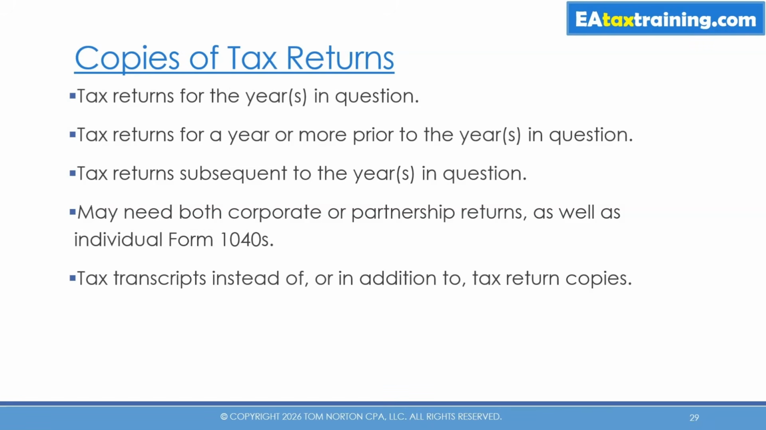Usually you're going to want to get copies of tax returns. So you're certainly going to want to have a copy of the return for the year or years in question. It's also a good idea to get returns for a year or more before and a year or more after, because there's a lot of carryover items and you want to see what's happened between the years. You may need both corporate and partnership returns as well as the individual Form 1040s. So maybe you have a client whose 1040 is being audited, but they are a shareholder in an S corporation, for example, or a partner in a partnership.